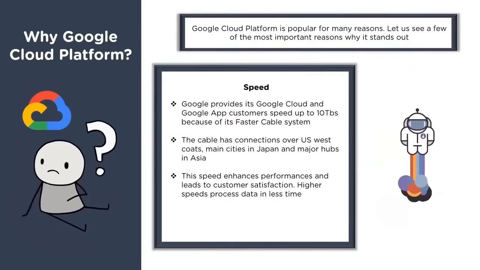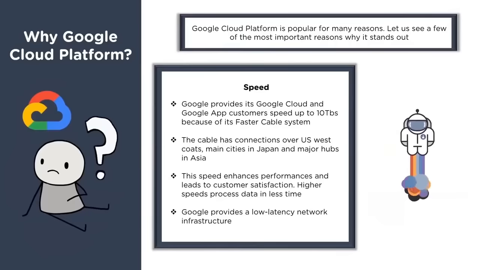Now, when we talk about customers, every customer would prefer to have low latency, high throughput based services. They would want to use higher speeds to process their data in as little time as possible. Google provides a low latency network infrastructure. In fact, you can say that when you are using Google Cloud services, you are using the services from the same infrastructure which Google uses for its popular services such as Google Search or even YouTube, which is the second largest repository which can be accessed for videos.